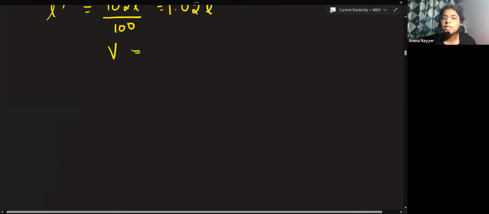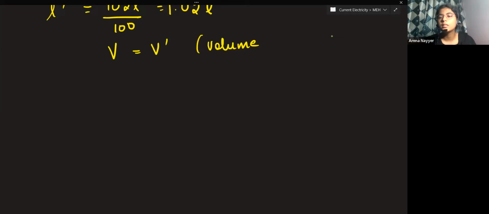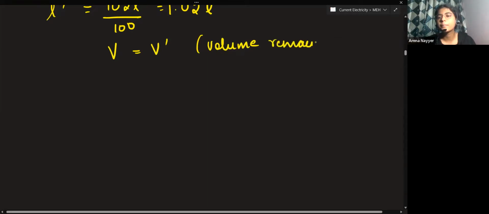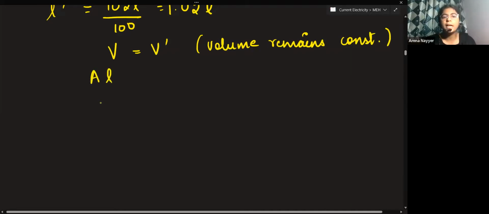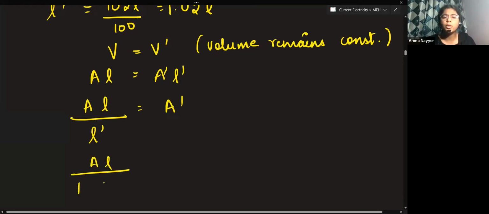So initial volume is equal to the final volume. Volume remains constant. Now, initial volume was what? Area multiplied by the length. Final volume is final area multiplied by final length. A L equals A prime L prime. L prime we have calculated, that was 1.02 L. So the area is A divided by 1.02.